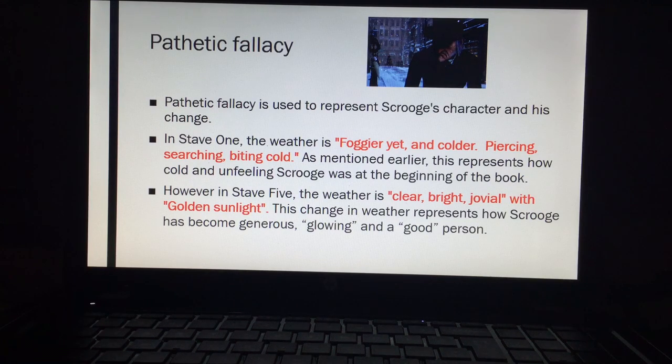So please refer to the pathetic fallacy. There's endless examples in stave 1 about the cold and the dark. And again, it is setting up this mood, and it is a metaphorical representation of Scrooge.